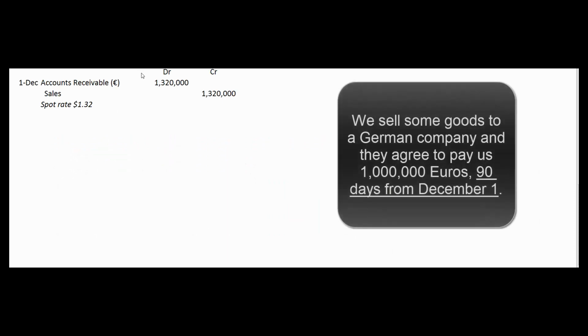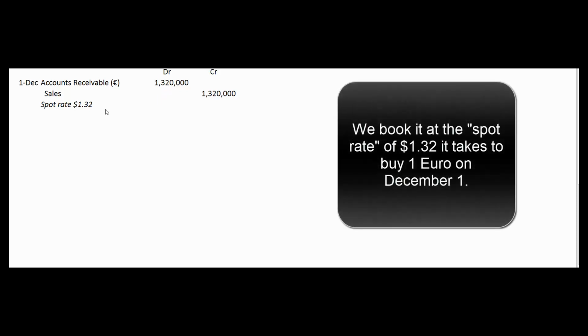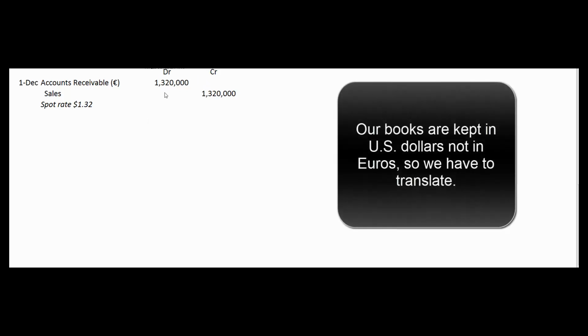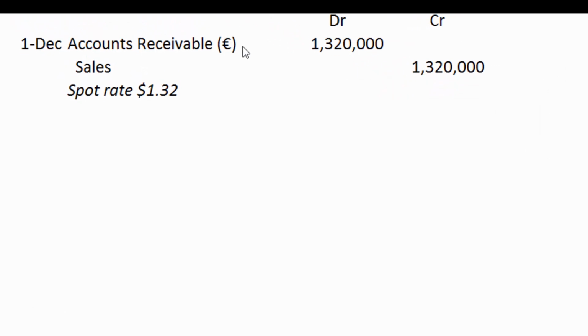So let's look at our base case. We are an American company, so we sell something to a German company, and they agree to pay us 90 days from now, and they agree to pay us €1,000,000 at the spot rate. In other words, as of December 1st, as of the day we booked the sale, it takes $1.32 to buy €1. So we'll take those €1,000,000, if they gave them to us today, and turn them into $1,320,000. We'll book an account receivable, and to remind ourselves that we're going to get paid in euros, we'll put a euro sign out there. This number is $1,320,000.